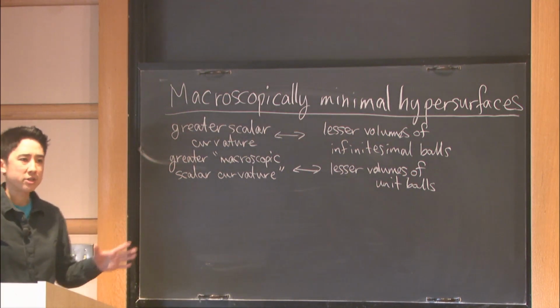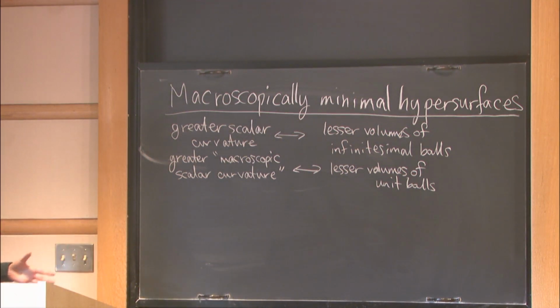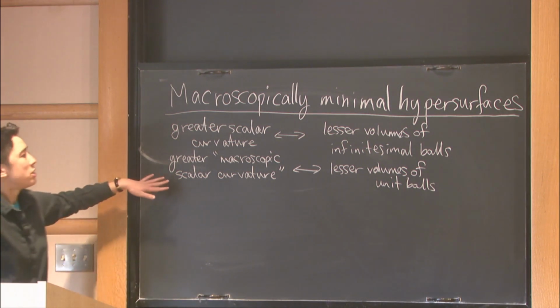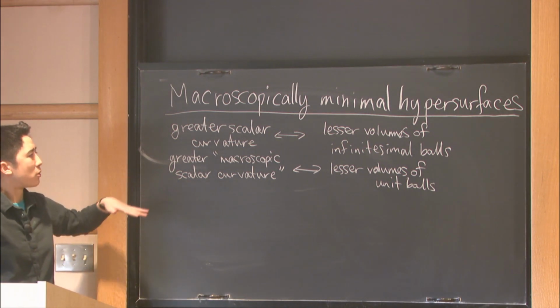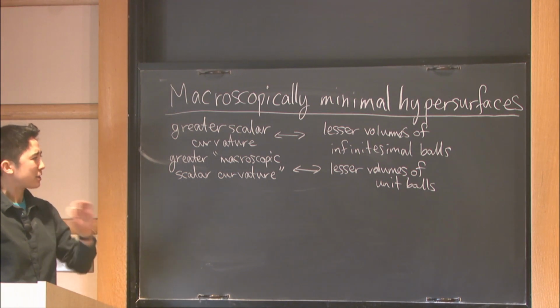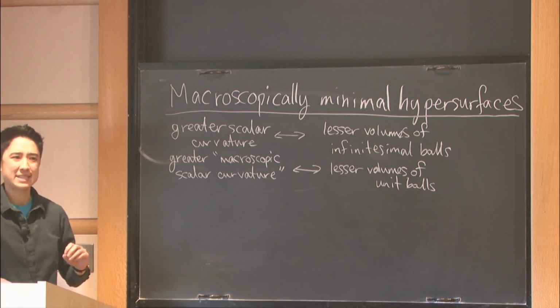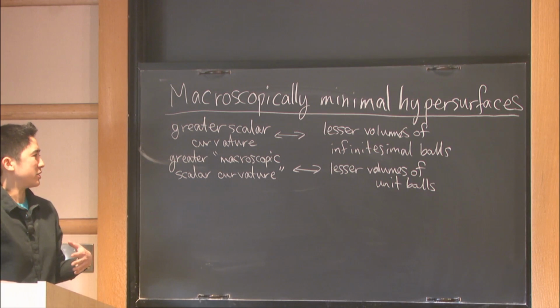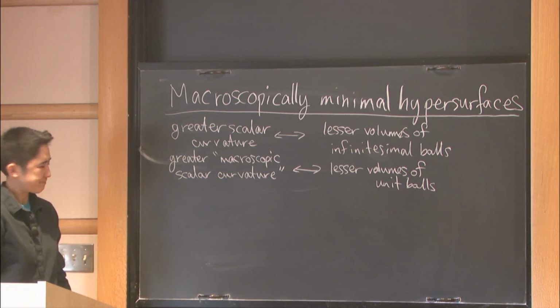Throughout, I'll be talking about a manifold with some Riemannian metric. In that Riemannian metric, we can say what unit balls are, and we can say what their volumes are. Macroscopic scalar curvature is more a keyword that we put in titles of papers rather than something that has an actual definition, because what it means varies from theorem to theorem.